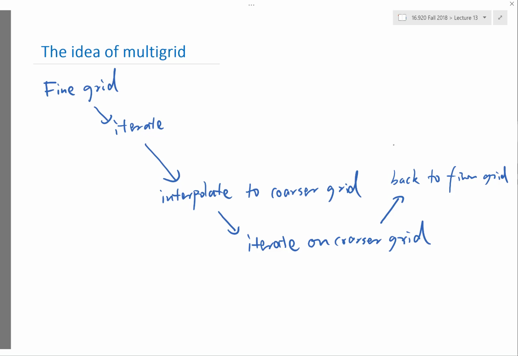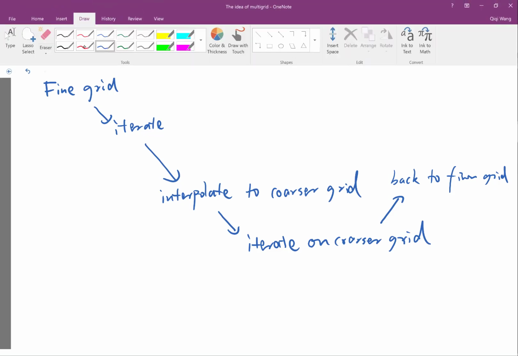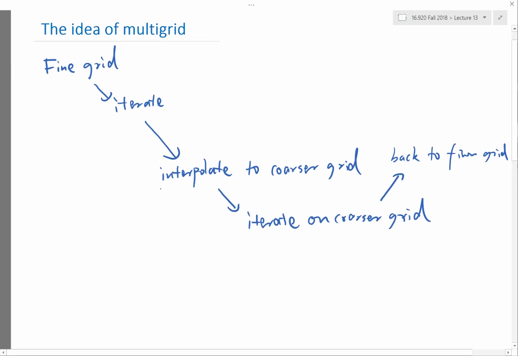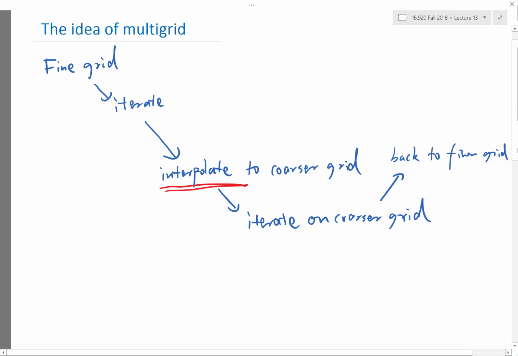But there is a bit of a tricky thing here. The key question is, what do we interpolate? X? The solution I have after a few iterations? That's problematic, because is the solution guaranteed to be smooth? No. The kind of solution we want to get at the end, like the picture we showed you in the beginning, is not smooth at all.